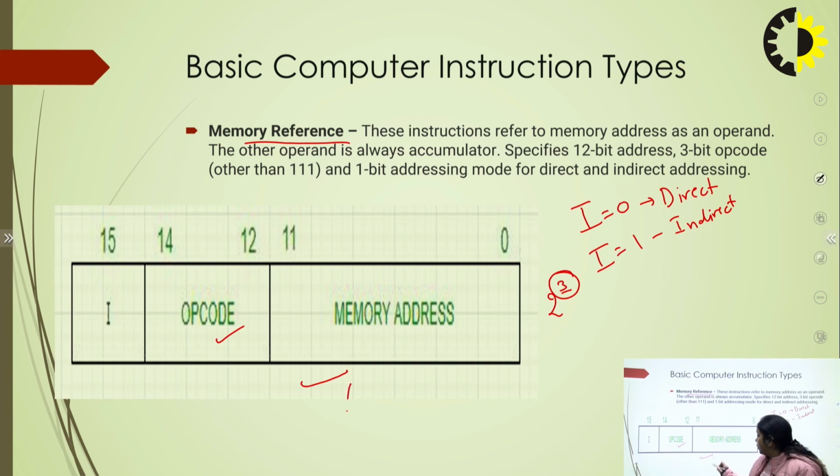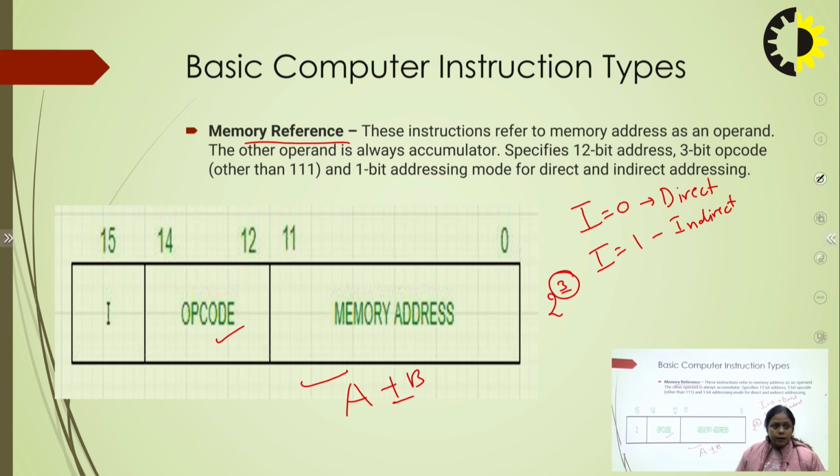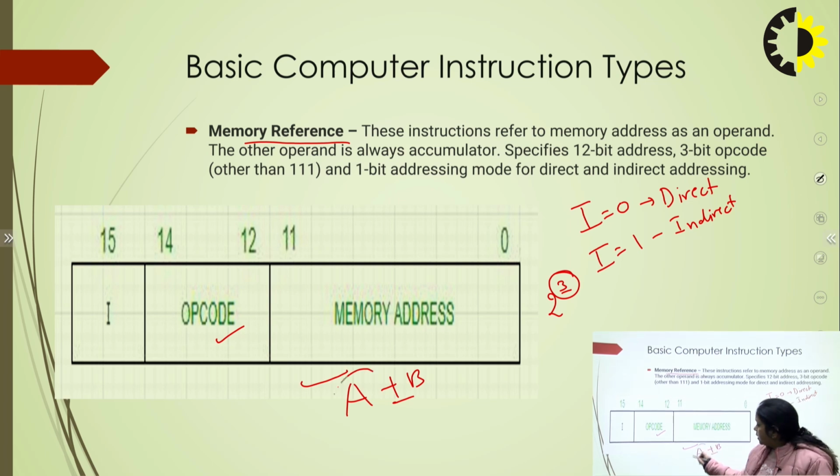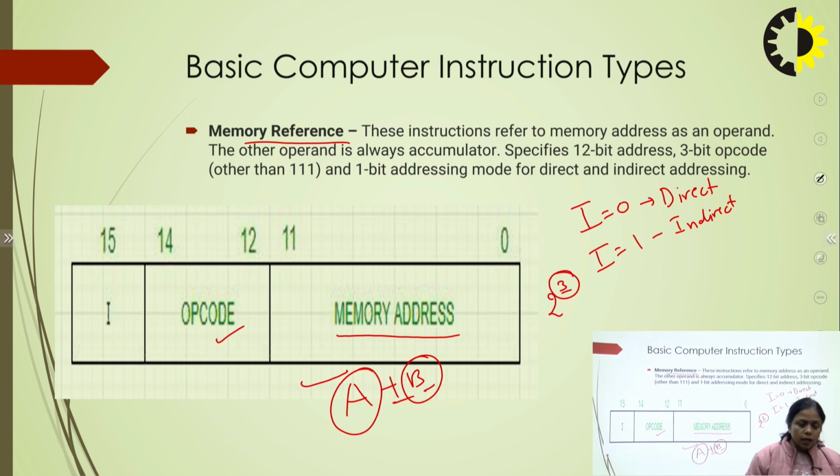For example, we are going to perform A plus B. The plus will be told by the opcode; this is the operation of the instruction. The first operand is in the accumulator, which is already given in this example, and the address of the second operand B will be stored in the memory address part. So in the case of a memory reference instruction, operand B will be stored in a particular memory address, not a register. Always it will be in memory.